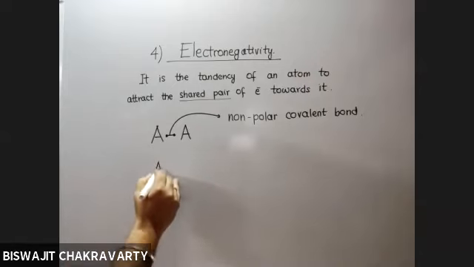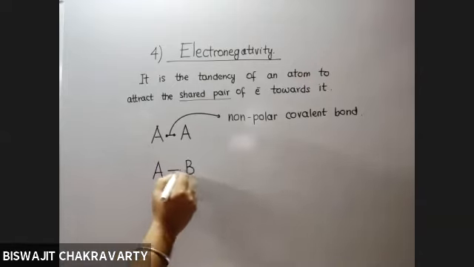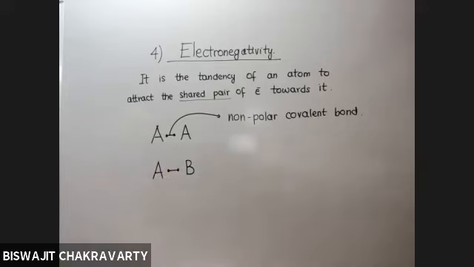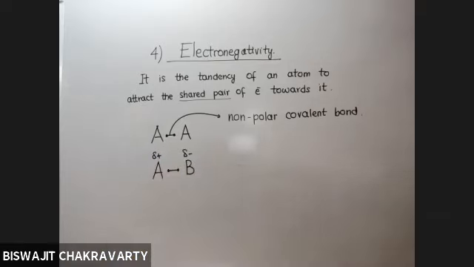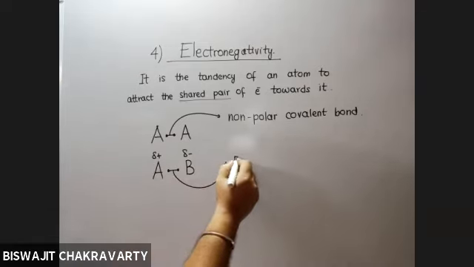But suppose it is bonded to another atom B, which has more electronegativity with respect to A, but the difference is not that much. So there will be slight shift of the electron cloud towards B, making it del minus, and this is del plus. This is called partial charge, not complete. Complete means +1, +2, -1, -2, that is complete. But this is in fractions. That means, yes, displacement is going on, but not complete displacement is occurring. And this type of bond will be called polar covalent bond.